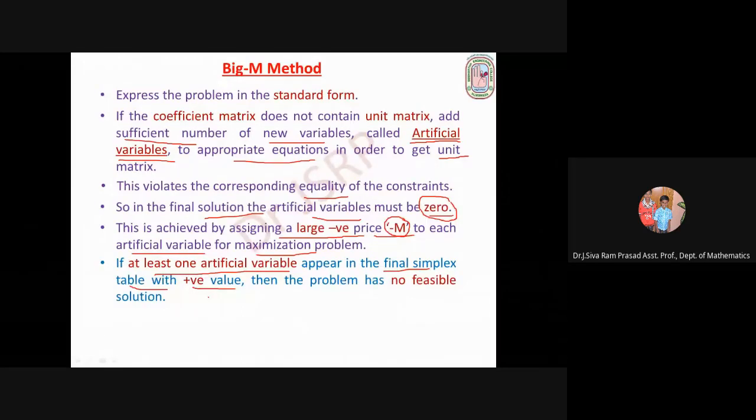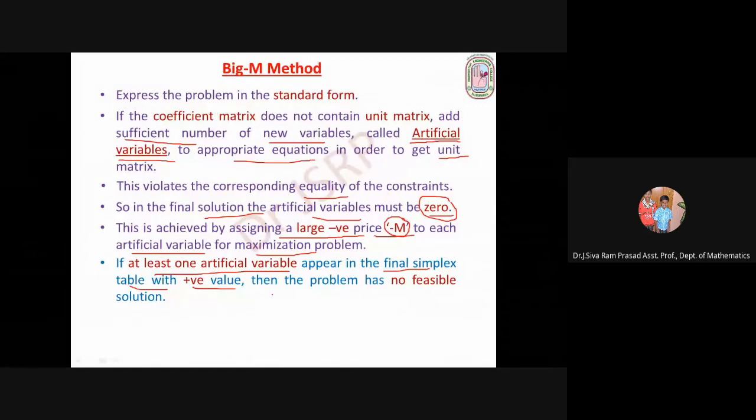Then the equality is violated. So to compensate that equality, at least one of the other variables must be negative to maintain the equality. So that means at least one of the other variables is negative. That means the solution is not a feasible solution.